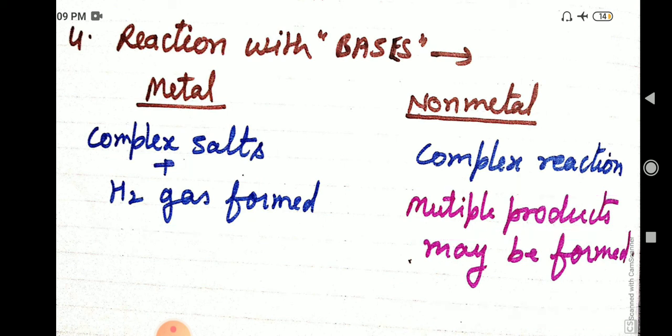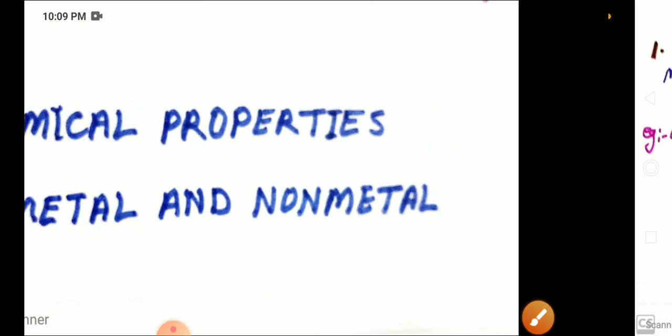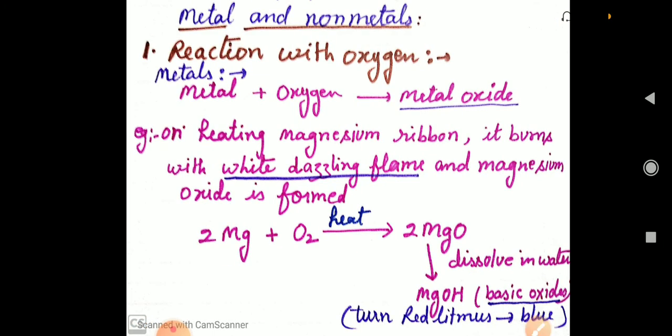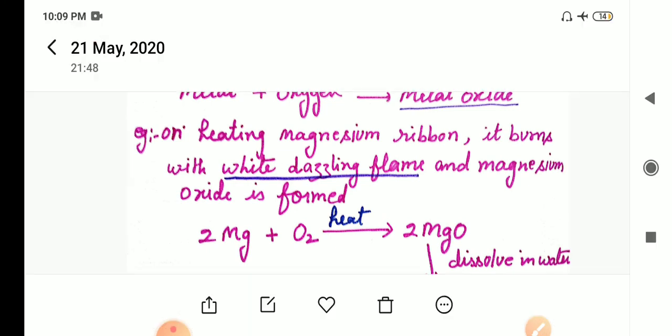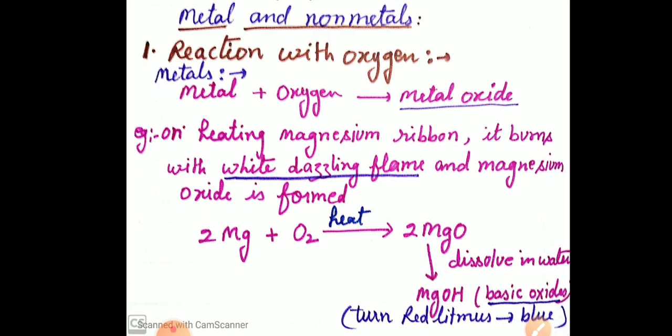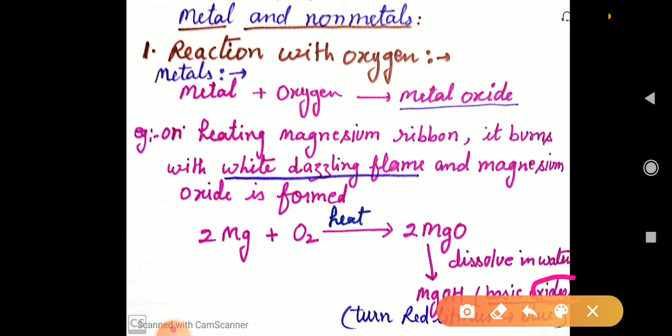Is it okay? Now once again, revise it. The first is reaction with oxygen. Metals react with oxygen and form the metal oxide. And those metal oxides, when dissolved in the water, form the basic hydroxide. Here it is written oxide, but it should be hydroxide, and it turns red litmus to blue.